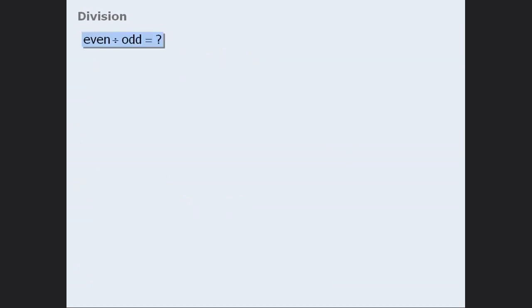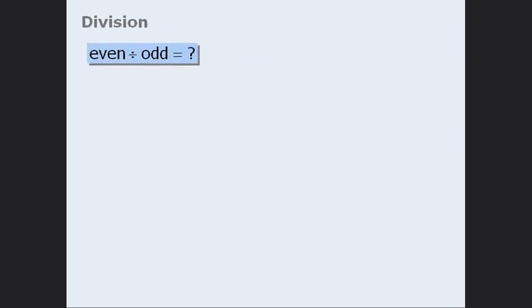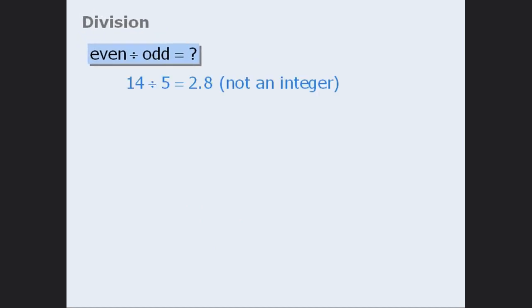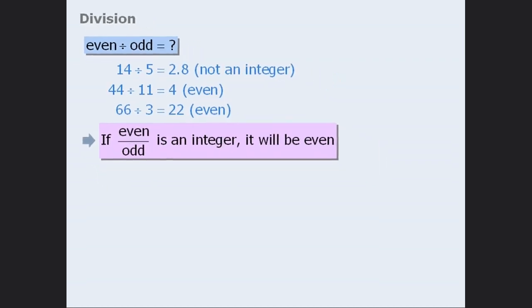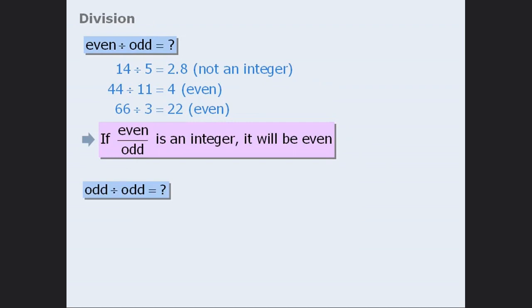Okay, what about an even number divided by an odd number? Well, sometimes when we divide an even number by an odd number, we get an outcome that is not an integer. Other times we get an even integer. So we can say that if an even number divided by an odd number yields an integer, then that integer will be even.